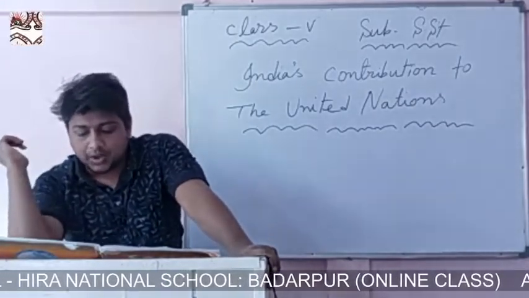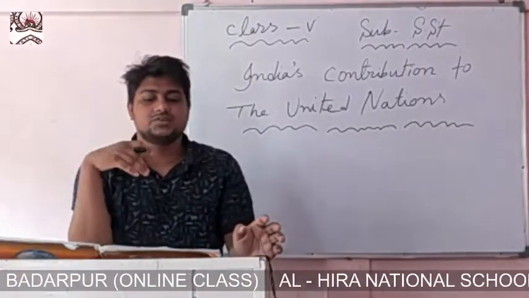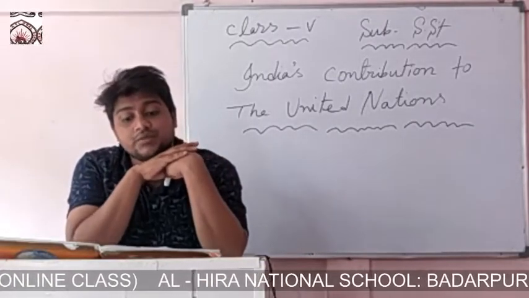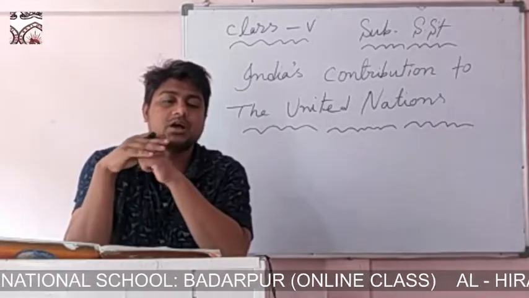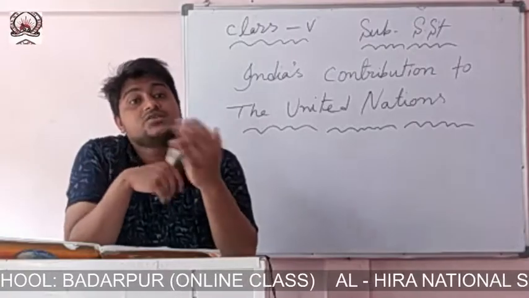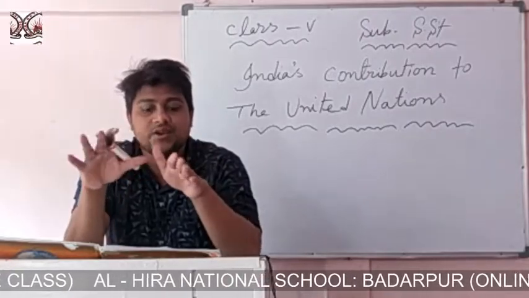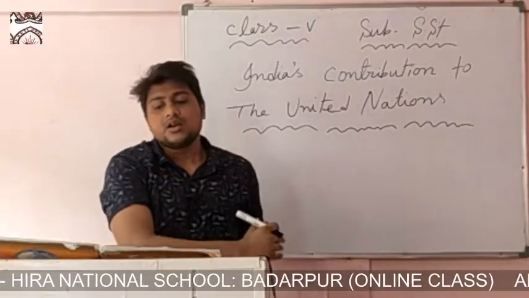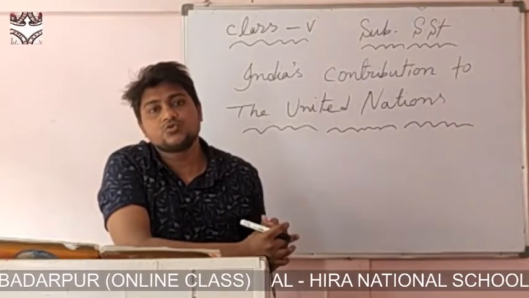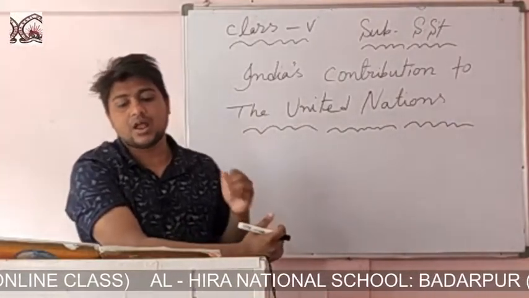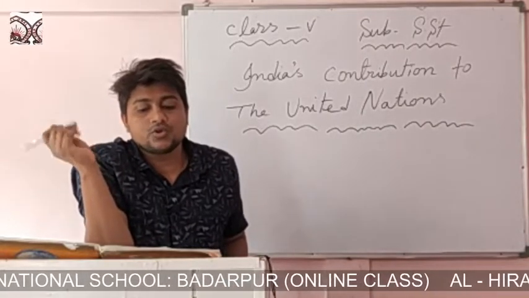Colonialism means what? Political control over another country and economic exploitation. So India opposed this, and also opposed racial discrimination and the denial of rights of those people who have no homeland of their own. Understood? Discrimination means distinction or difference, racial difference. So India also opposed this. Okay.